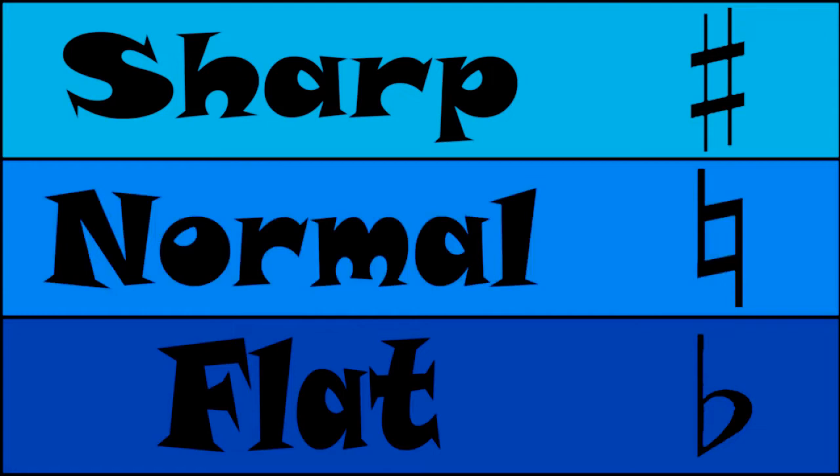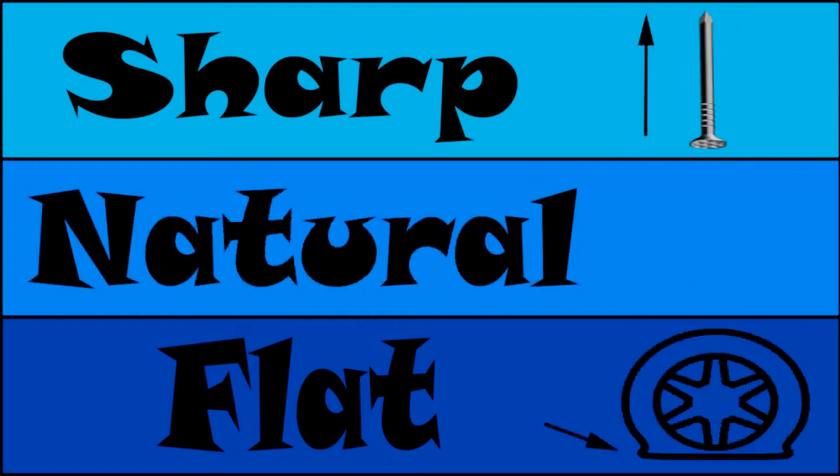If we sharp the G, the pitch goes up. Just like sharp things are pointy, think of them pointing up. Now the flat lowers the note. Think of a tire that goes flat. It has been lowered. Let's review the symbols.